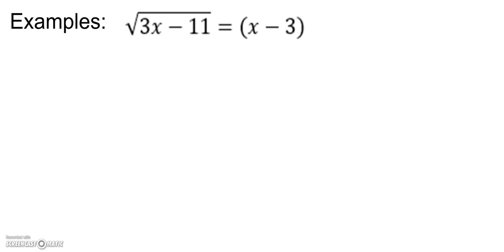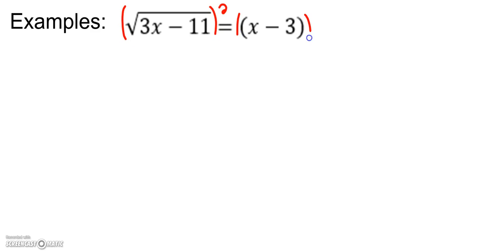Okay, next one. We got the square root of 3x minus 11 equals x minus 3 quantity squared. Alright, this is where we're going to get into those extraneous solutions. So this is where it's extra important that we go back and double check our answers. Now looking at the radical, it is already isolated. So we can go ahead and square both sides.